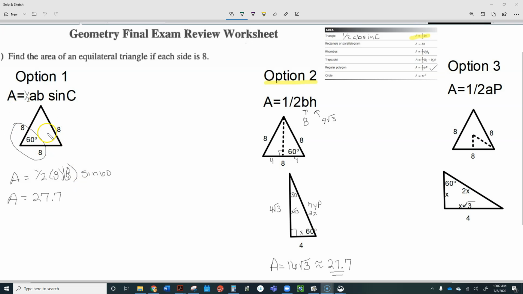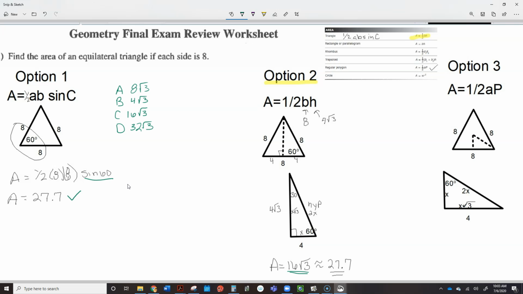The only disadvantage to this method is that you don't know the exact value right here of the sine of 60, and so you would not be able to calculate 16 square roots of 3. So if this was a multiple choice question, A, B, C, D, and choice A was 8 square roots of 3, choice B was 4 square roots of 3, choice C was 16 square roots of 3, and choice D was 32 square roots of 3, and this was the method you used, you would calculate 27.7.